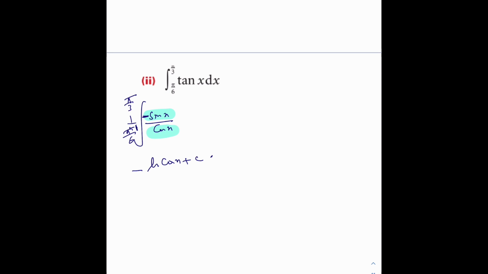In this you have to put the boundaries. Because the boundaries are given, I don't have to put c here. I can simply put the boundaries here. I can take out the negative as common, and put the boundaries pi by 3 and pi by 6 on ln cos x only. Negative outside: ln cos of pi by 3 minus ln cos of pi by 6.